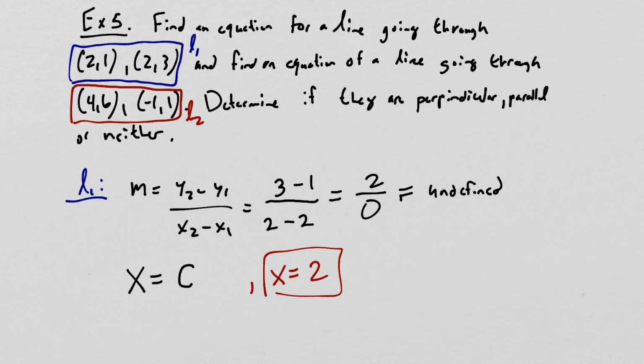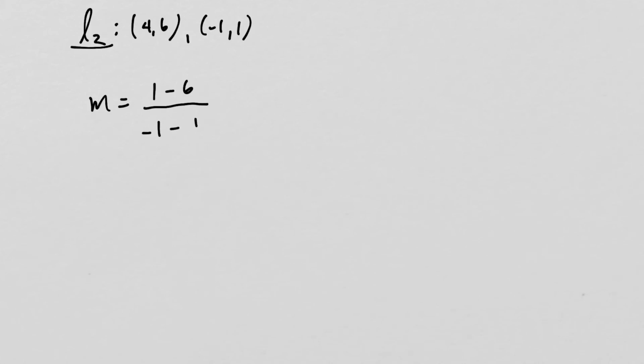Now let's go ahead and find the equation for line number 2. First, we'll start with the slope. Remember, the 2 points that this line goes through are the point 4, 6, and the point negative 1, 1. Calculating the slope in this case, we'll get 1 minus 6 divided by negative 1 minus 4. Up top, this becomes a negative 5, and on the bottom, this also becomes a negative 5. Then the slope of this line is given by 1.